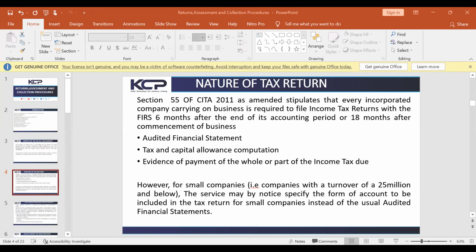But note, even here, the note on the screen says 18 months after commencement. That is an omission. That is why I decided to stress it.